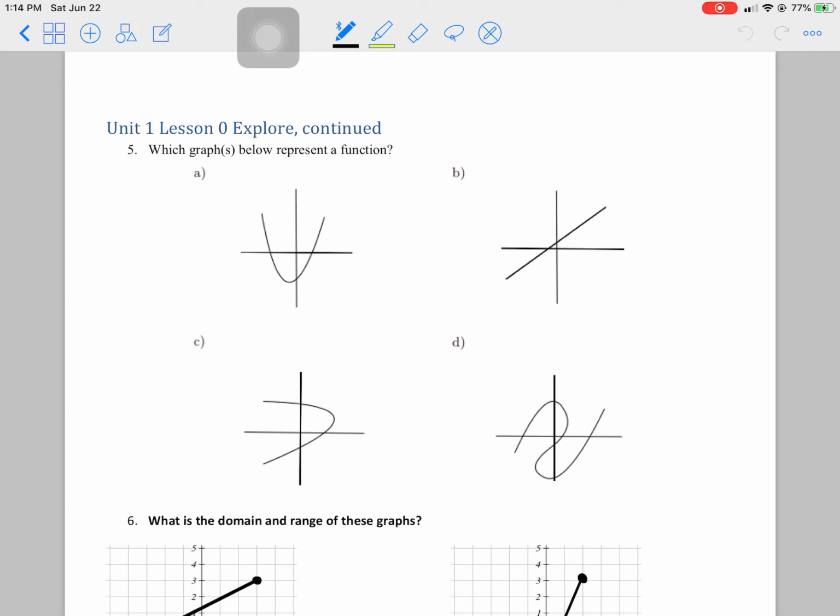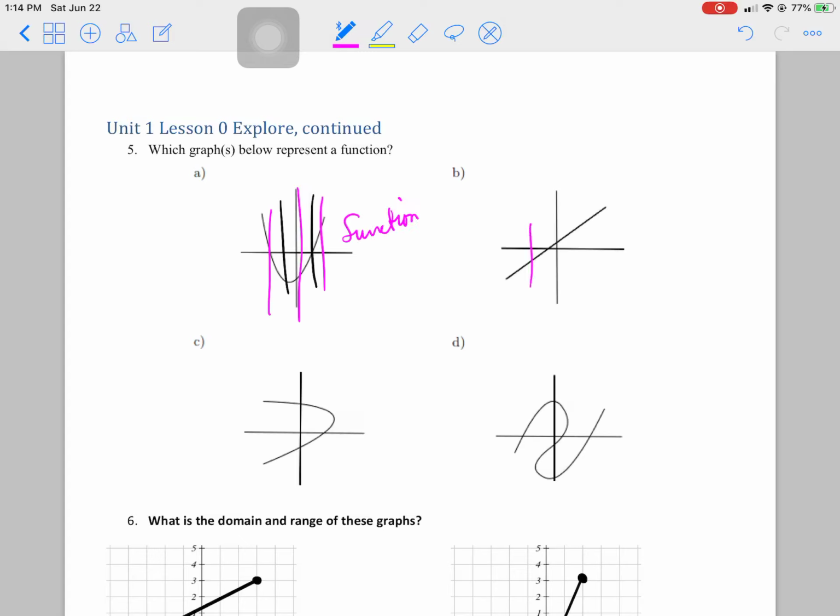All right, on page 3 of Unit 1, Lesson 0, which of the graphs below represent a function? When you're just given a graph, all you can do is use the vertical line test. So if you take a vertical line and run it through, it's only going to hit it in one place. So this is a function.